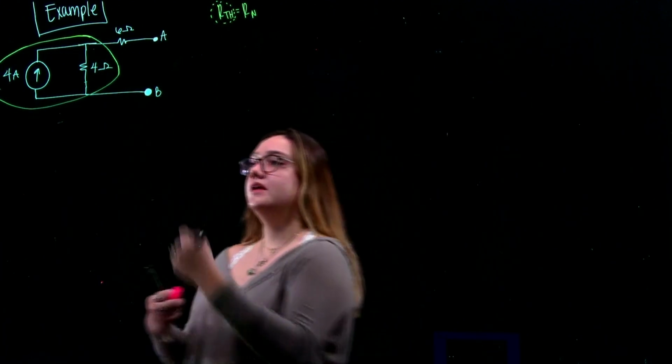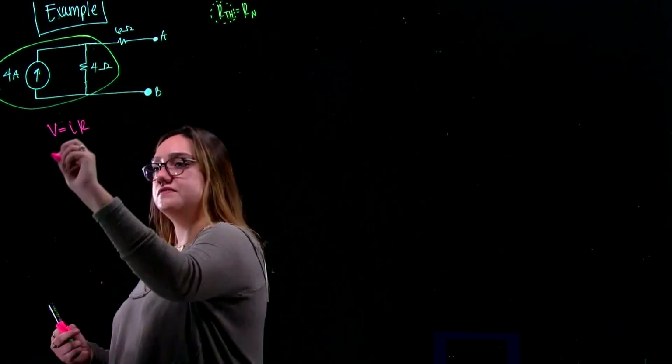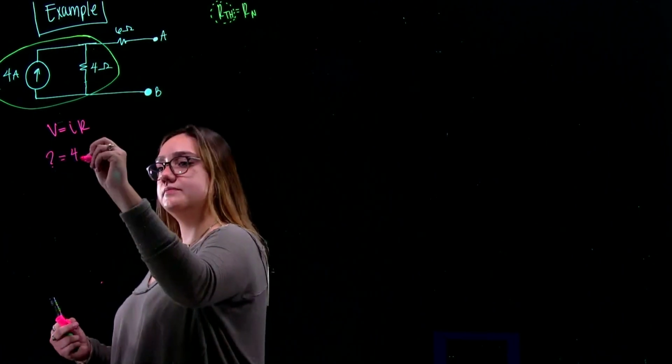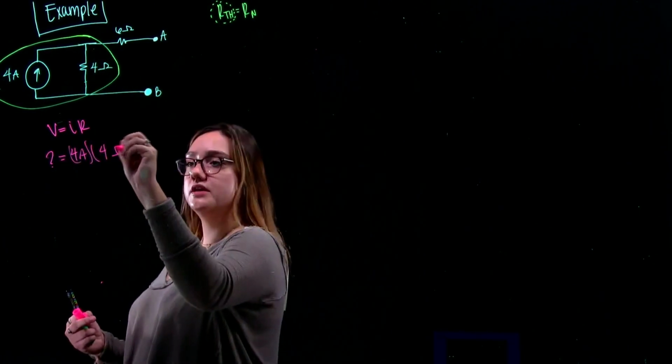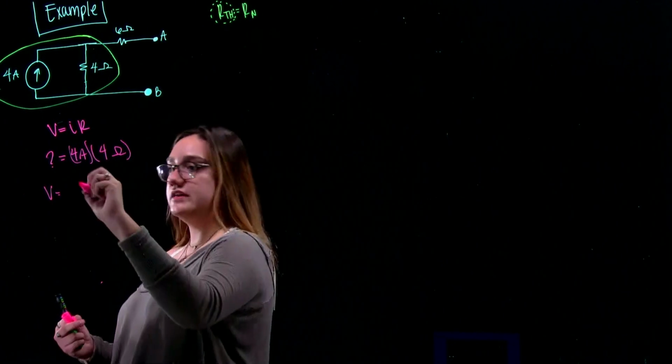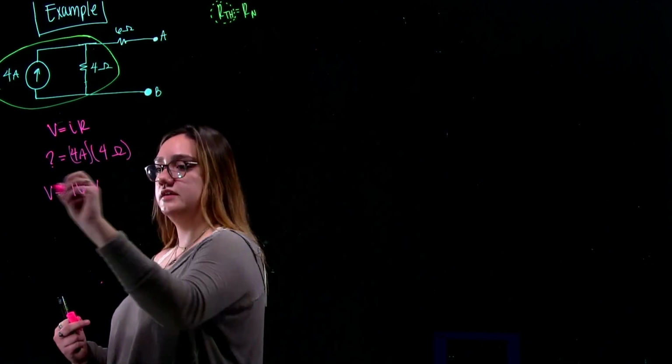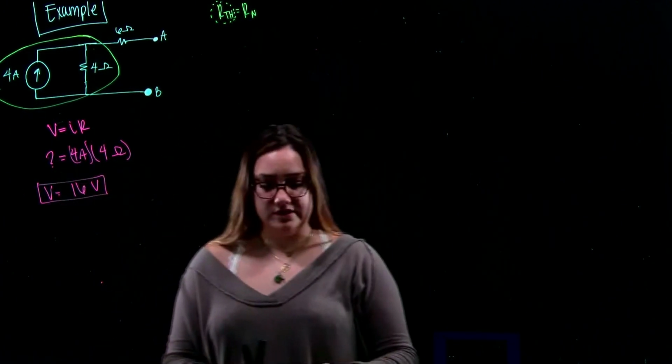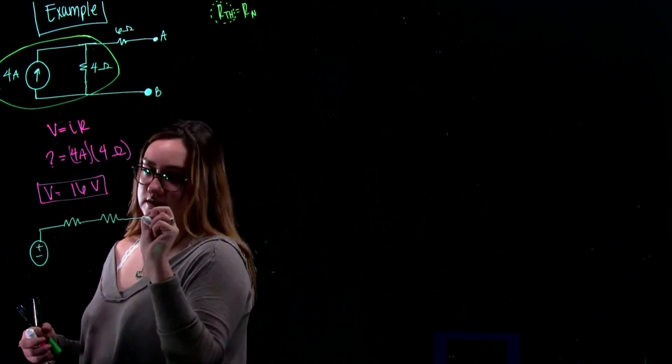So we're going to use the same V equals IR. Your V is what you're trying to find. Your I is your 4 amps. Your R is your 4 ohms. And so your V, you multiply those together, is 16 volts. And then you use this into a new circuit that you can draw.